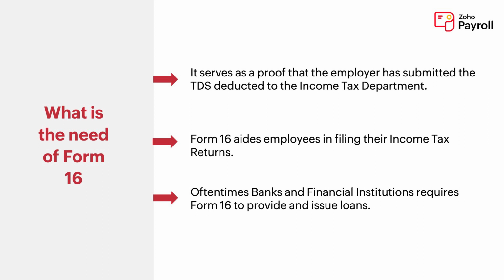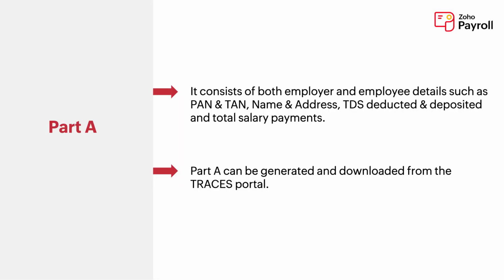Now, let's dive deeper into the two main parts of Form 16. Part A contains details about both the employer as well as the employee. This includes their PAN, TAN, names and addresses, the total TDS deducted and deposited, as well as the total salary payments. Part A is generated and can be downloaded from the Traces portal, and this will be available to you in a text file format.